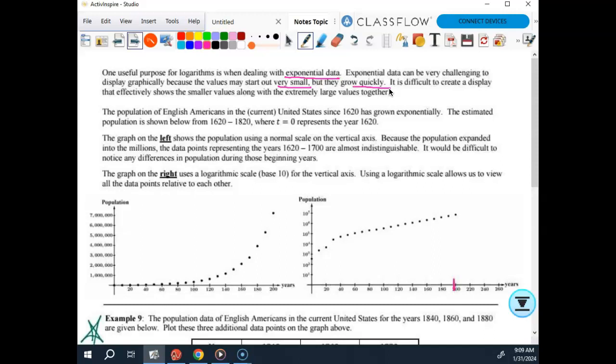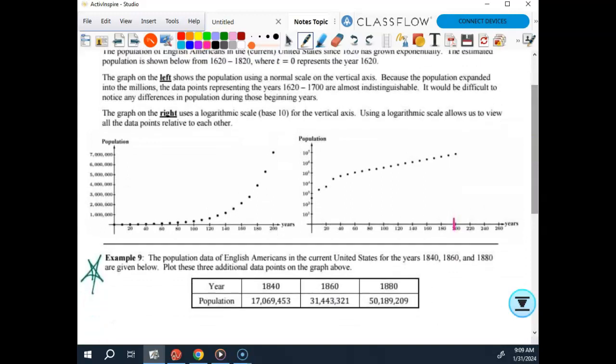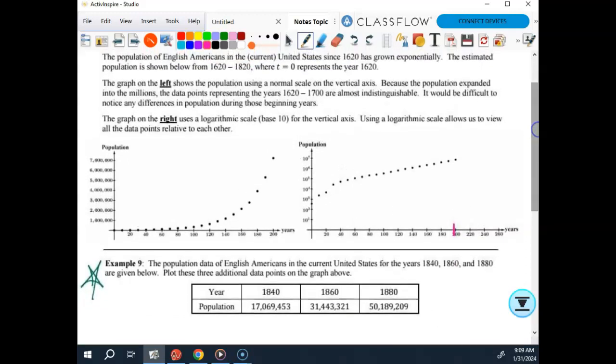If you look at this graph here, this data represents the population of English Americans in the current United States since 1620, which has grown exponentially. This is the estimated population from 1620 to 1820, so 200 years. Here it shows the population using a normal scale, based on what the population actually is. Because it extends into the millions, if you look at these early years, you cannot even tell much of a difference between them, because we had to use such a big scale that the early numbers get lost and look like there was hardly any change at all. But there was a good amount of change.